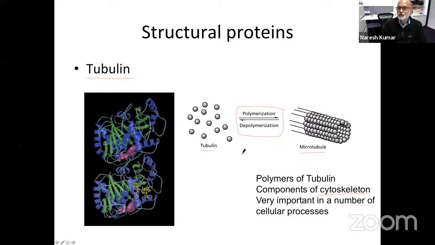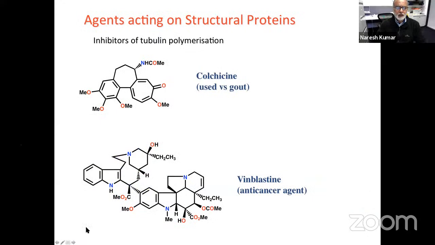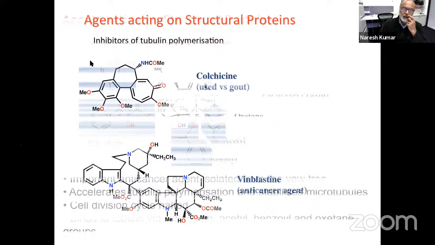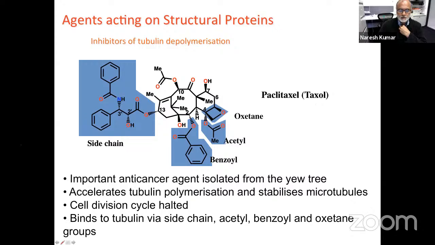So let's look at a couple of examples here. An example of tubulin polymerization inhibition. If you can inhibit the polymerization of these tubulins, you will have a drug. The name of the drug here is colchicine, which is used to treat gout. Vinblastine is an anti-cancer agent. What it does is it inhibits tubulin polymerization, which is involved in formation of the cytoskeleton when the cell is dividing. But a very common drug, which is used quite extensively in the clinic, is called Taxol. This drug here is called Taxol or paclitaxel, and the common name for that is Taxol.